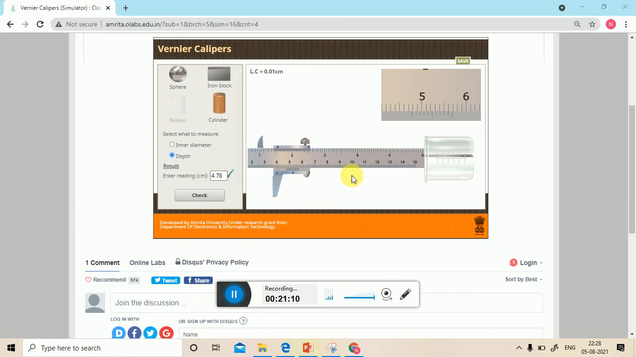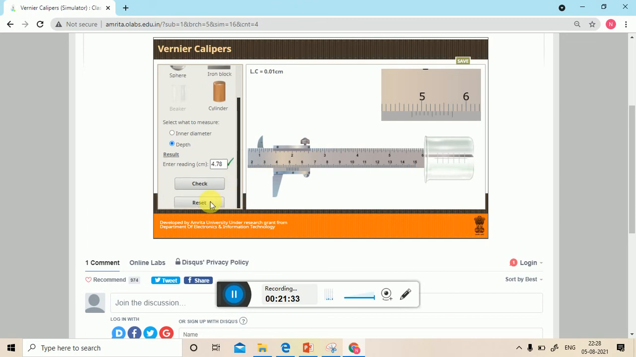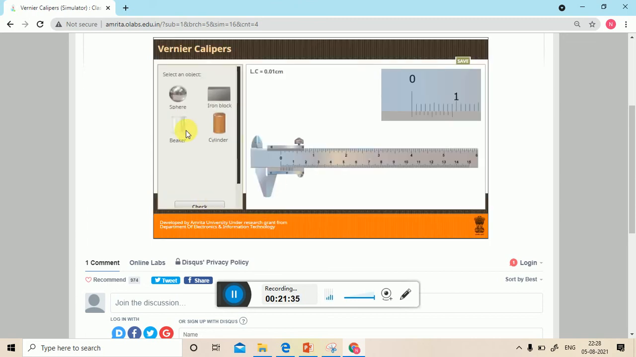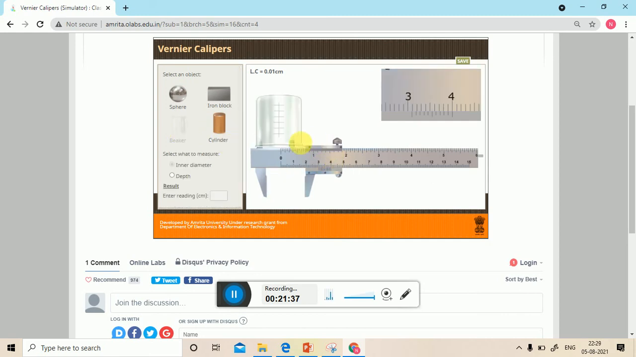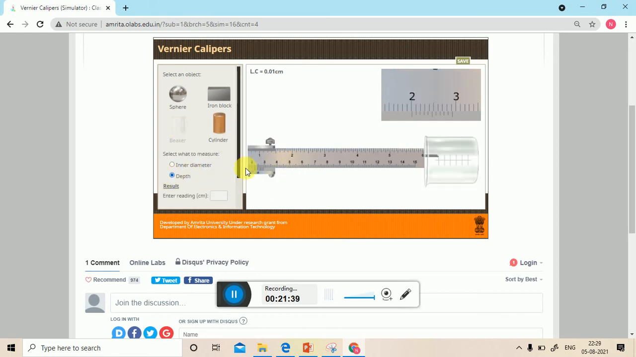So I checked by resetting this calorimeter once again. I got 4.78. So this is 4.7 and the 8th line is coinciding. So I got this depth as 4.78. Like that you can cross check the value. If you are not getting the proper value, then you can reset the experiment and start measuring the reading from the first. Like this you can select and measure the reading from the first part.